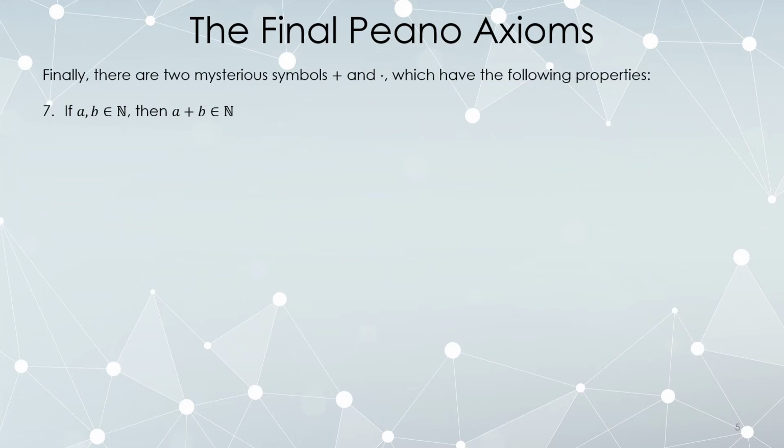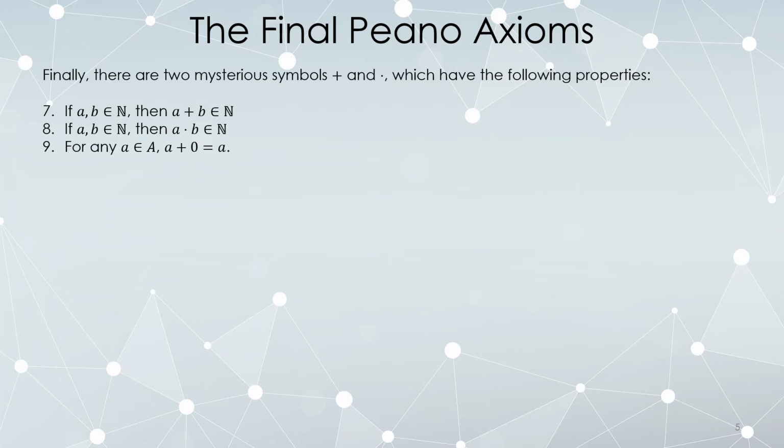If a and b are two natural numbers, so is a plus b. If a and b are two natural numbers, so is a times b. So whatever these mysterious functions plus and times are, they input two natural numbers and they output another natural number. The plus function has this property: if you have a natural number a, a plus 0 is always going to be a.